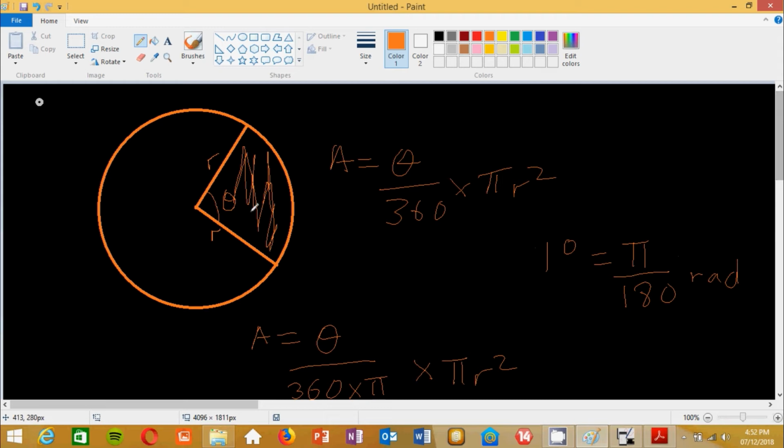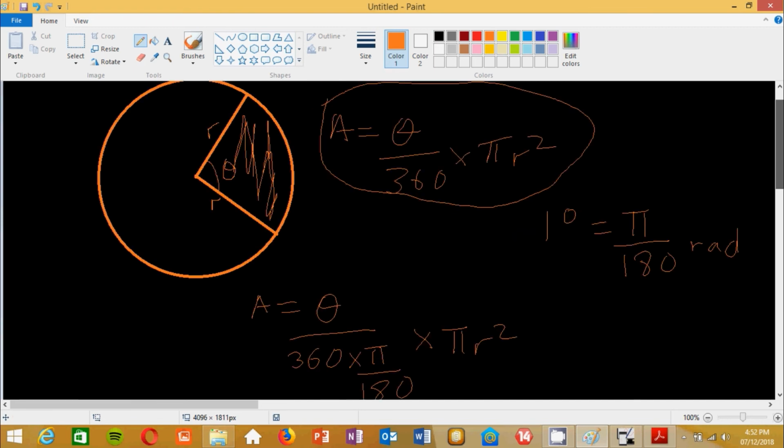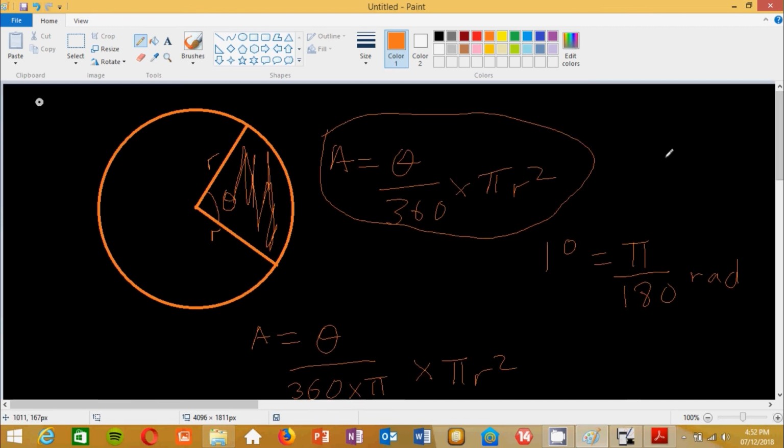So when you've been given a situation like this and your angle is in radians, remember, if it's in degrees, you just simply do this. If it's in degrees, you just simply do that. But if your angle theta is in radians, you're going to use the formula half r squared theta, where r is the radius, and theta is the angle in radians.